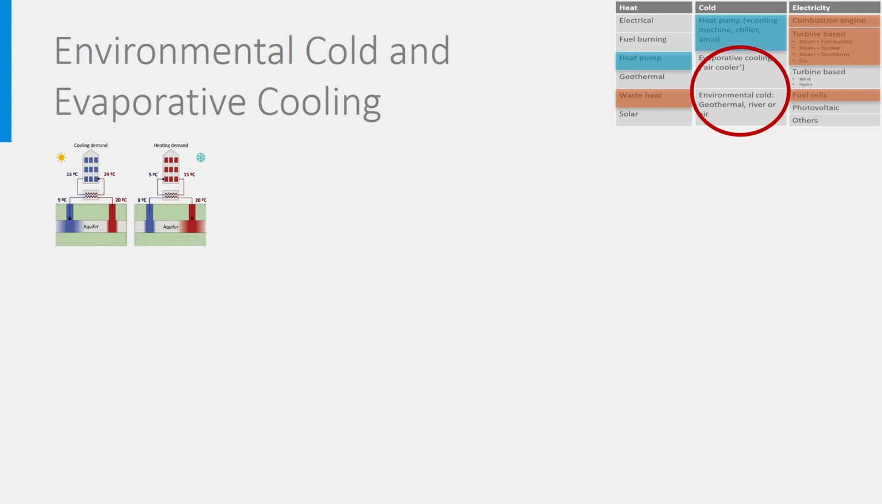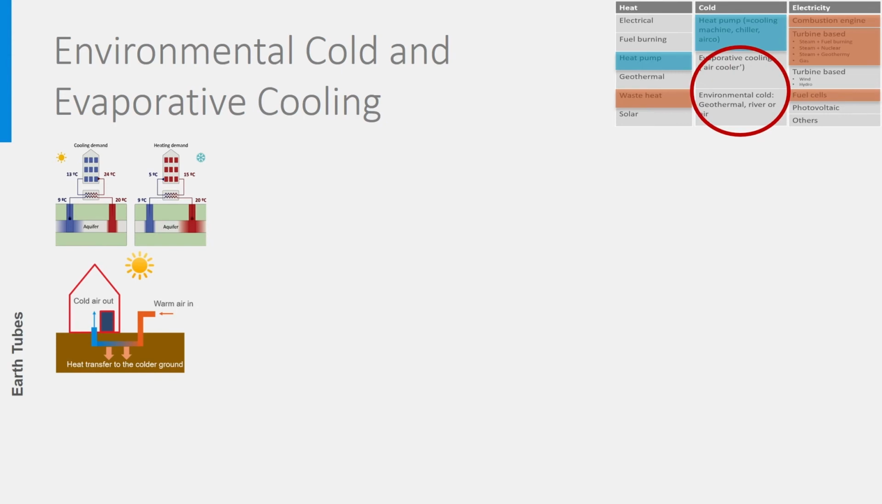What about environmental cold? In the precedent slide, we already looked at ATES systems as a way to use cold from the ground. Earth tubes can also be used for the cooling of ventilation air. In general, the shallow ground is colder than outdoor air during the hot season. There are therefore passive systems making use of this by circulating the outdoor ventilation air through pipes in the ground.